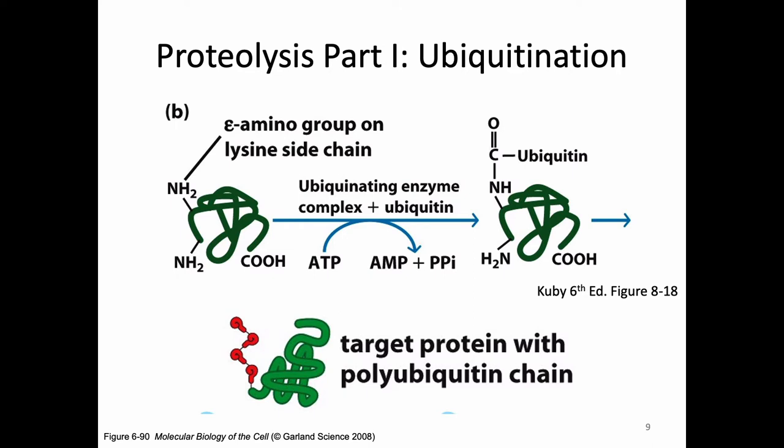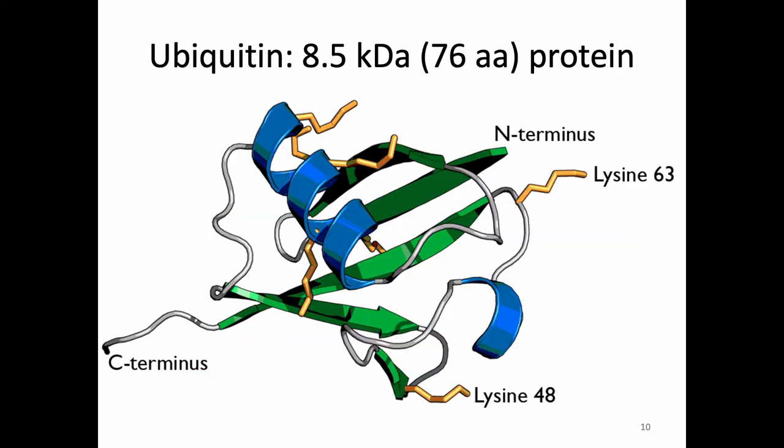Ubiquitin is itself a small protein. You can see ubiquitin here. Officially, it is an 8.5 kilodalton protein. It's 76 amino acids long. And again, you can think of it as just like a little sticky note that we're throwing on other proteins to tell them to get degraded. It has lots of different amino acids. Two really important ones are listed here, but it has in fact 76 of them. Two different lysines are shown here.